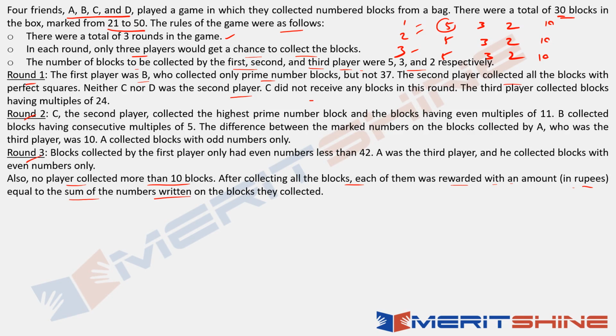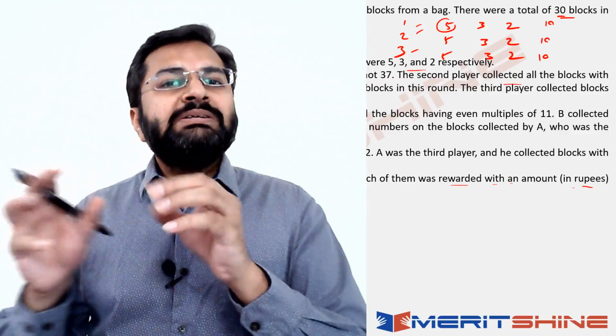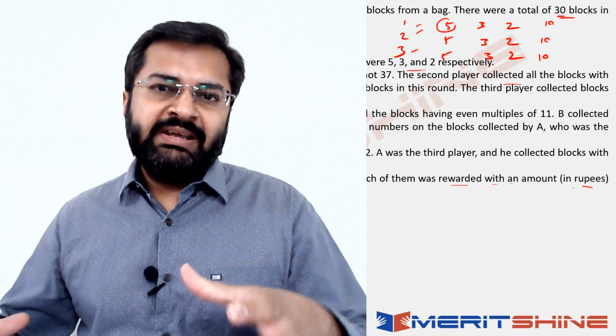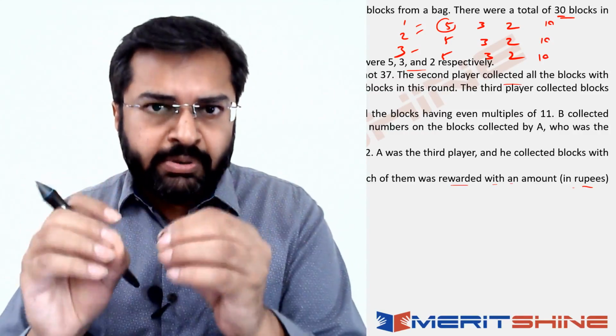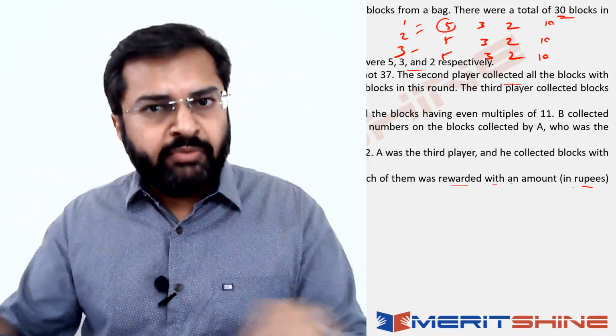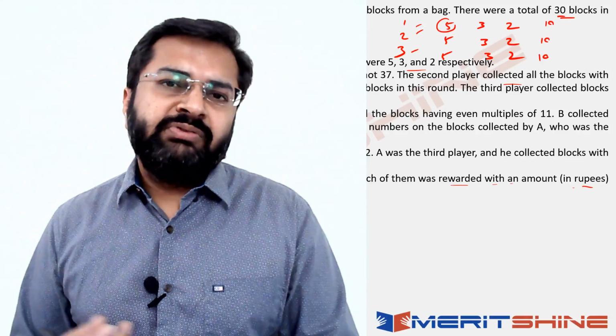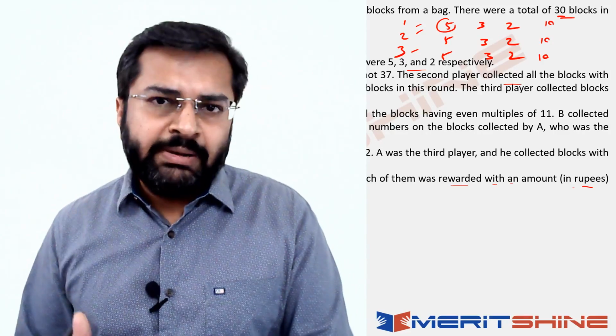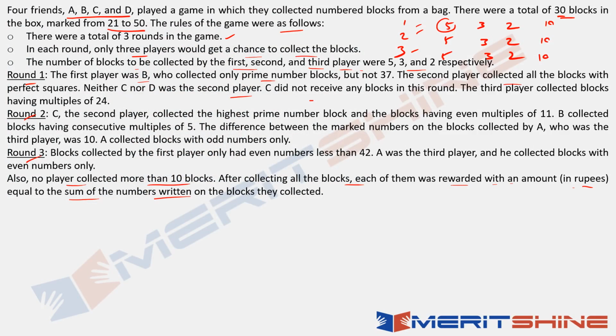And after collecting all the blocks, each of them was rewarded with an amount in rupees equal to the sum of the numbers written on the blocks they collected. So it is all simple. They would get an amount that is equal to the numbers that are written on their blocks. So if somebody collects, let's say, blocks on which the sum of the numbers is 35, the person gets 35 rupees. Just an example like that. So there is nothing much in the data here, all given for round 1, 2, 3 separately.